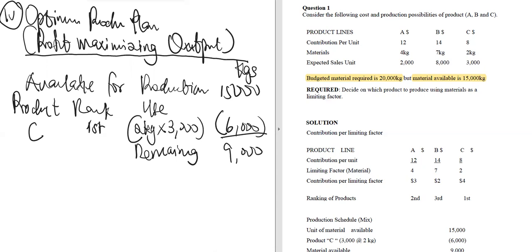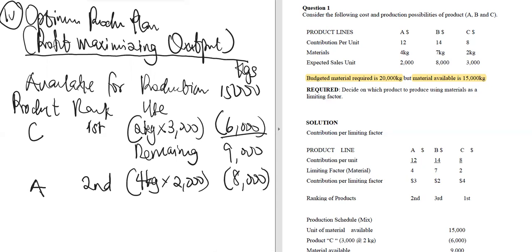Now we go to the next in ranking, which is product A, which is second in ranking. How many kg did it need? It needed 4 kg, but we were producing 2,000. Can we take all out? Yes, we can. That means we can take all the 8,000 kg required out of the 15,000. That means all we have left remaining is what? 1,000 kgs. But for product B, which was third in ranking, it actually needed how many kgs?